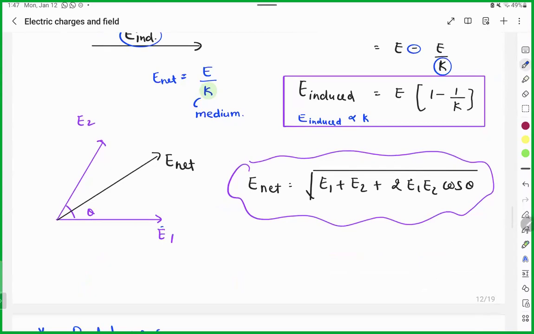If you have two electric fields in different directions and have some angle theta, so E net will be E1 square plus E2 square plus 2 E1 E2 cos theta, under a square root. Same like how when you take resultant, it is like A square plus B square plus 2AB cos theta.